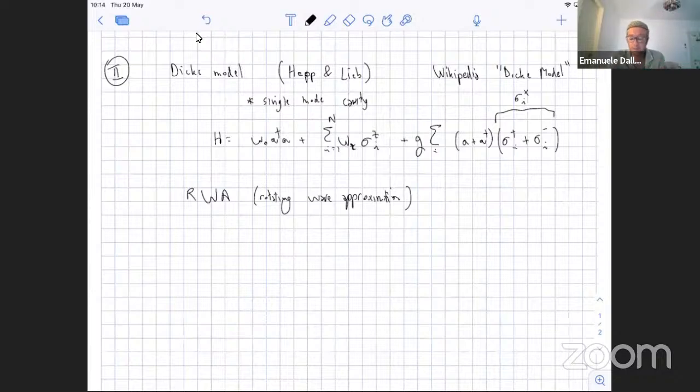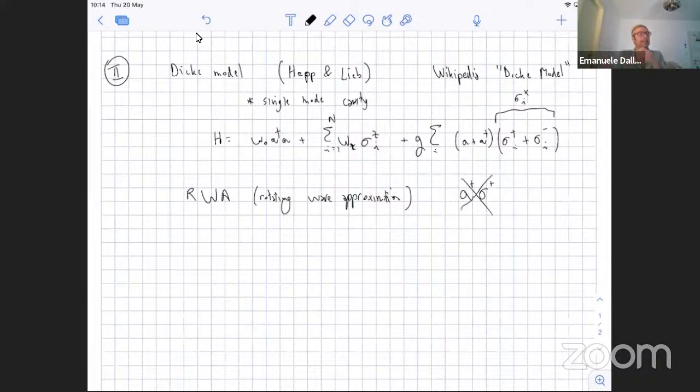But for simplicity, let's consider the case of doing the rotating wave approximation, which means that we neglect terms like a σ- or a† σ+, in which both a photon is created in the cavity and the two-level system goes up. These are the counter-rotating terms, in which energy is essentially not conserved. You both create a photon and move your spin from up to down. So you neglect those terms.